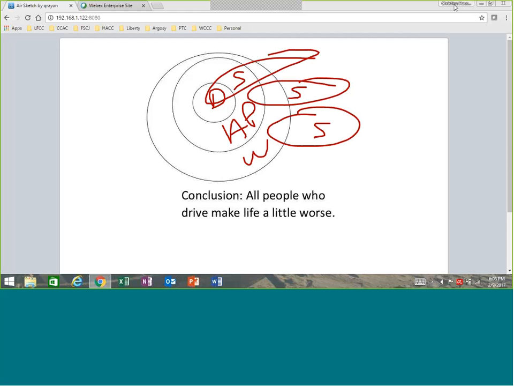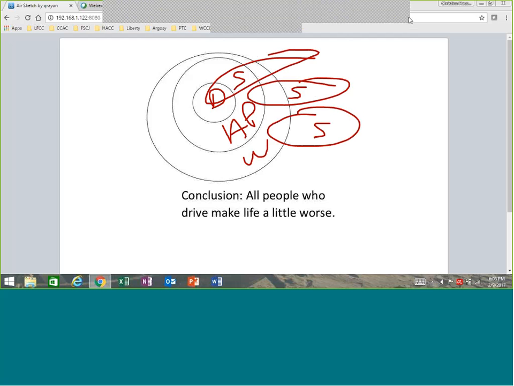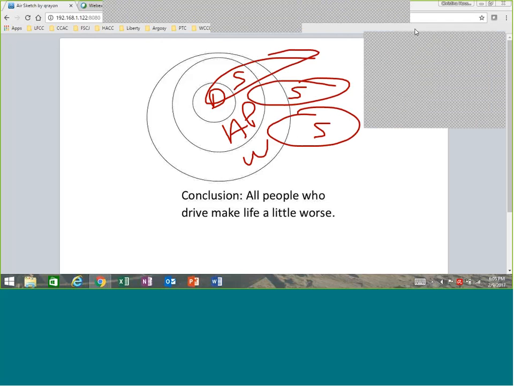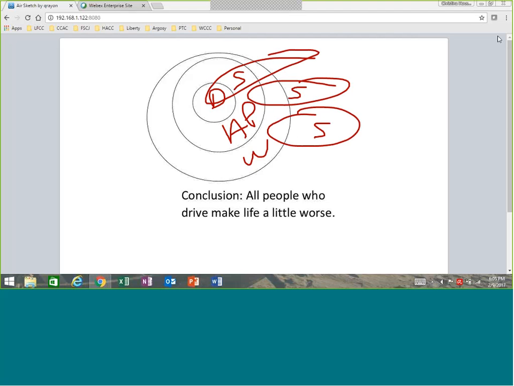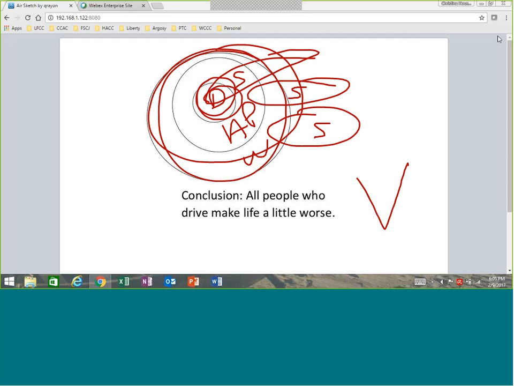Okay. All people who drive make life a little worse. What do you think for that one? I see a lot of valid being typed. That is correct. That would be valid because the entire drive circle is inside the make life a little worse circle, so that would be valid.